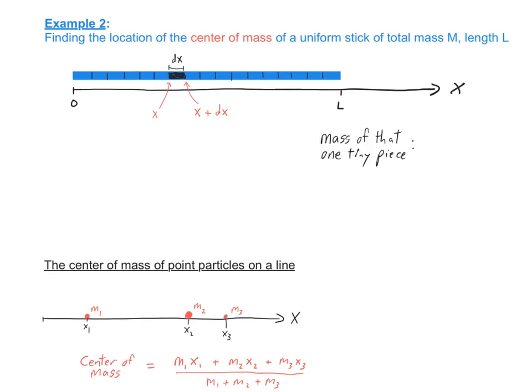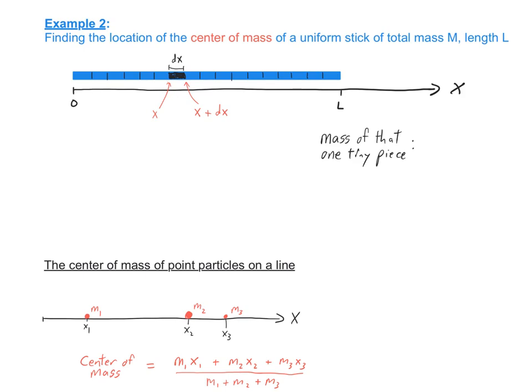Now let me find the mass of that one little section of the stick that I'm considering. So I want the mass of that one tiny little piece. Now how do I do that? Well, I know the total mass of this stick is capital M, and I know the total length of the stick is L. So I want to use that information to find the mass of that one little piece of the stick. And that's pretty straightforward to do. Here's how we do it.